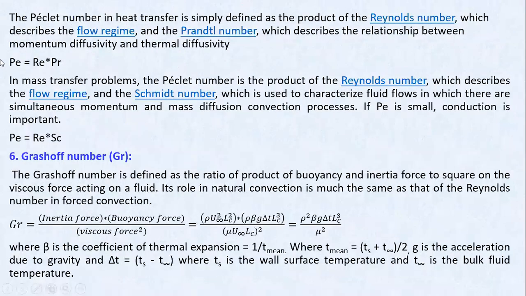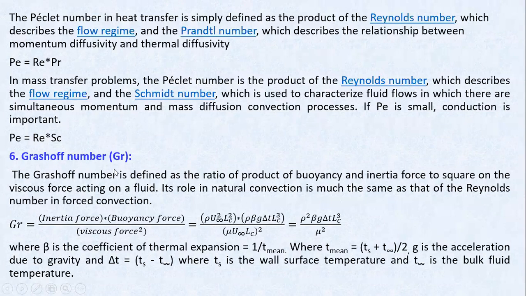In a simple way, we can say Peclet number is the product of Reynolds number and the Prandtl number, where Reynolds number describes the flow regime and the Prandtl number describes the relationship between momentum diffusivity and thermal diffusivity. Peclet number is also used in mass transfer problems, where it is defined as the product of Reynolds number and Schmidt number, where there is a simultaneous momentum and mass diffusion in convection in the Schmidt number.